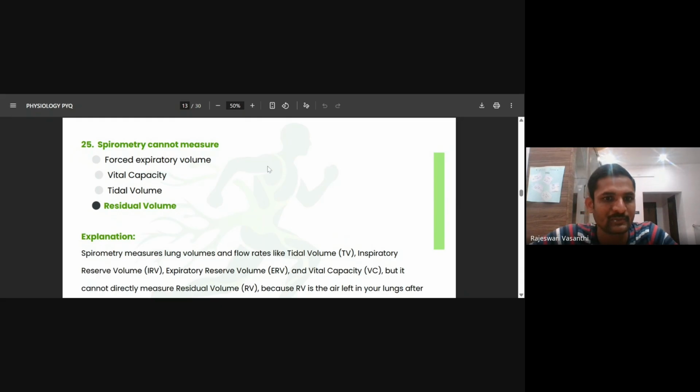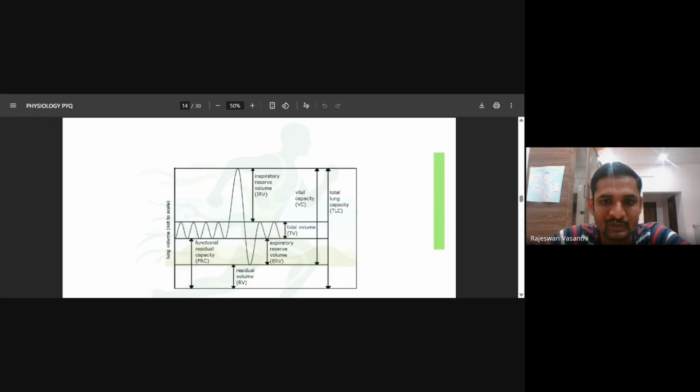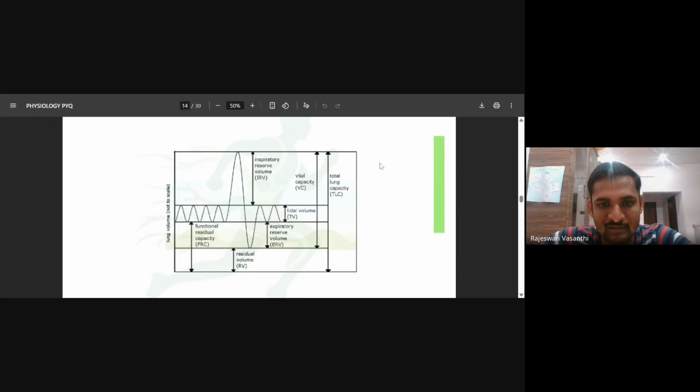Next question. Spirometry cannot measure forced expiratory volume, vital capacity, tidal volume, residual volume. This question we already discussed while seeing the respiratory system. You'll see how. So this is the graph showing the different lung volumes and capacities. This is the tidal volume. The volume of air breathed in or breathed out per respiratory act is called tidal volume. This is 500 ml.